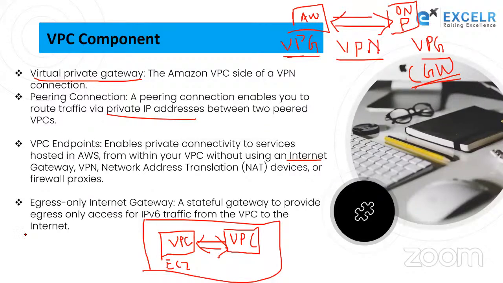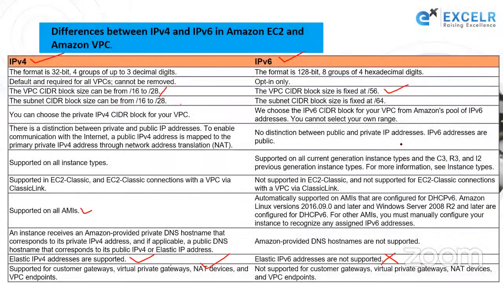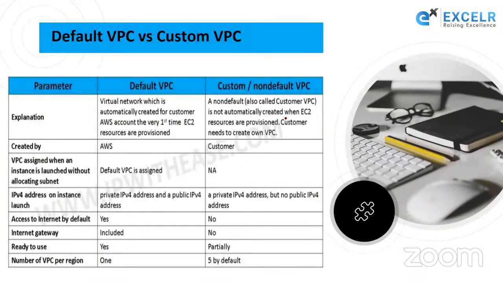Another device is called the egress only internet gateway. This is a gateway which will provide you egress only access for IPv6 traffic. So that is the egress only gateway. This is only used when you are having an IPv6 kind of VPC. Fine. So this I have already covered. Now I will come to another point.